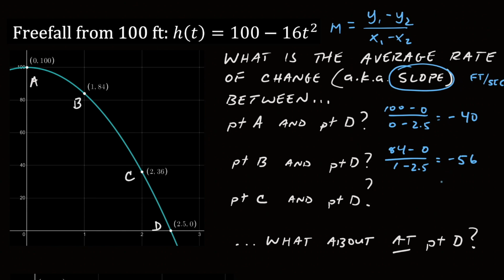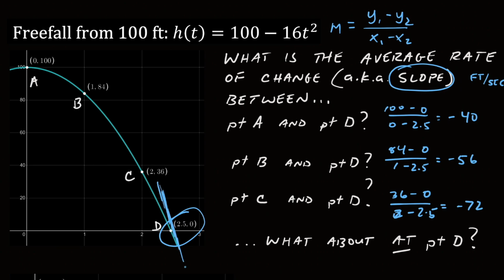And if we go to point C, from C to D, we would simply have 36 minus 0 over 2 minus 2.5, which would give us an answer of negative 72 feet per second, which makes complete sense. We're getting closer and closer, so we are speeding up if we look at the absolute values. So the question is, what happens at point D, at 2.5, or just before we reach it?